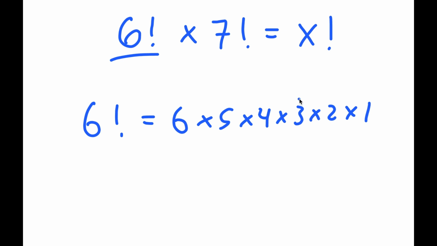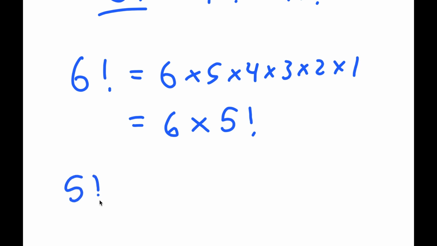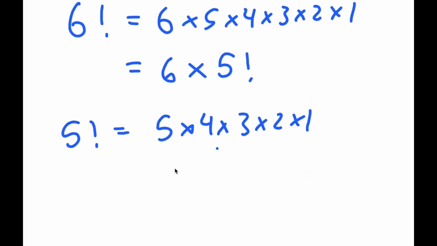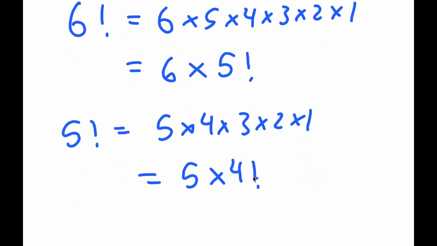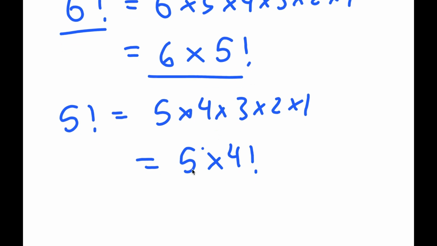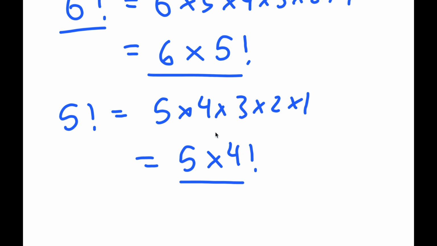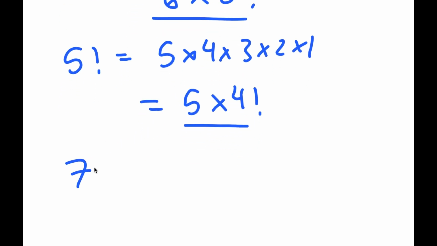And this is the same thing as 6 times 5 factorial. Now, 5 factorial is the same thing as 5 times 4 times 3 times 2 times 1, which is the same thing as 5 times 4 factorial. So, this means that 6 factorial is equal to 6 times 5 factorial, 5 factorial is equal to 5 times 4 factorial, and 7 factorial is equal to 7 times 6 factorial.